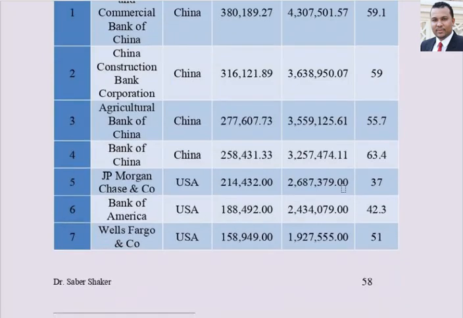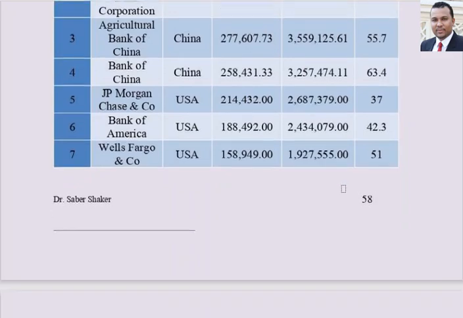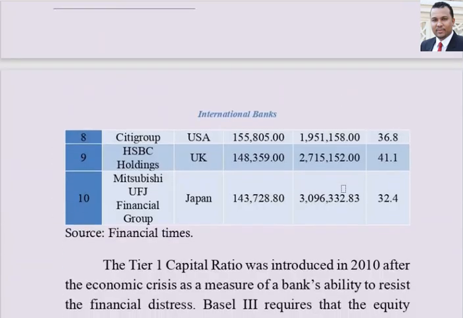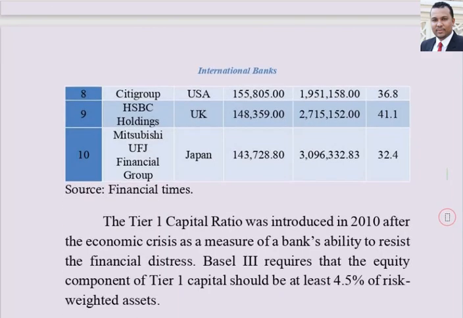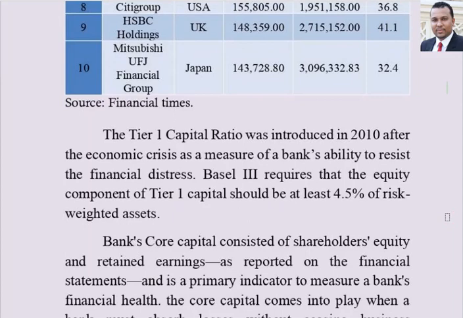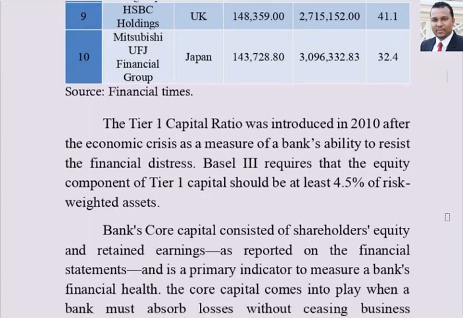From JP Morgan, bank number 5, to bank number 8, Citigroup, made in USA. Bank number 9, HSBC, UK, and the last, number 10, Mitsubishi Financial Group, made in Japan. So in this case, we talk about the top 10 banks in the world based on the Tier 1 capital ratio.